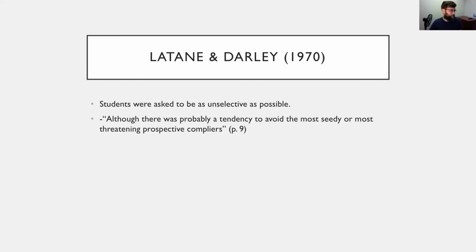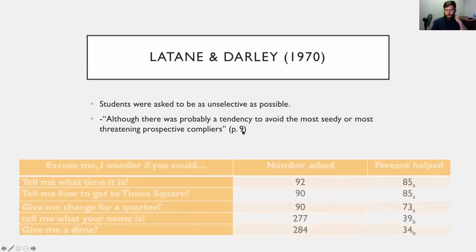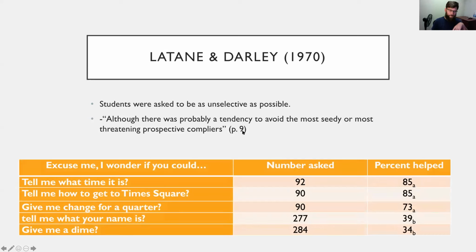So maybe if you're in the village in this time in 1970 and you're a research assistant in this study, and you see somebody who's all decked out and in clothes that might look threatening to you, maybe you might avoid them and you go ask the mom with children for your request. And here are the 5 requests.